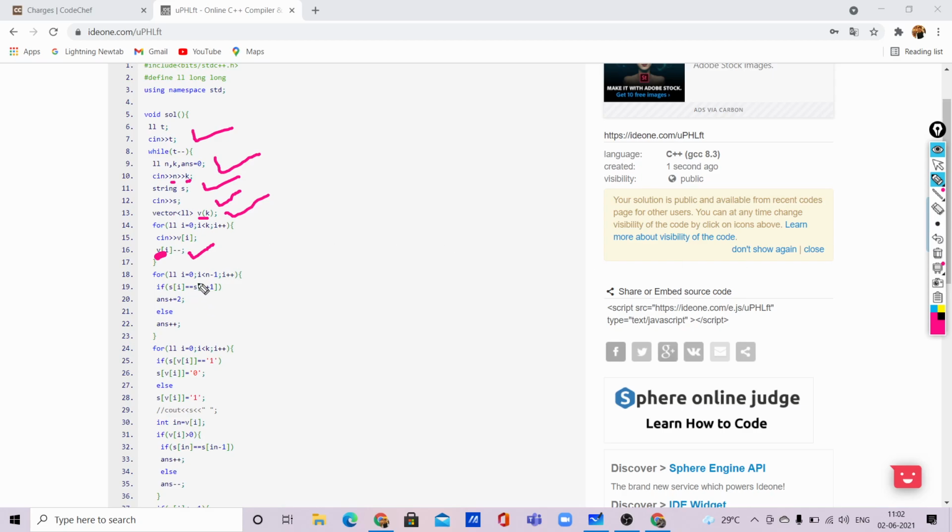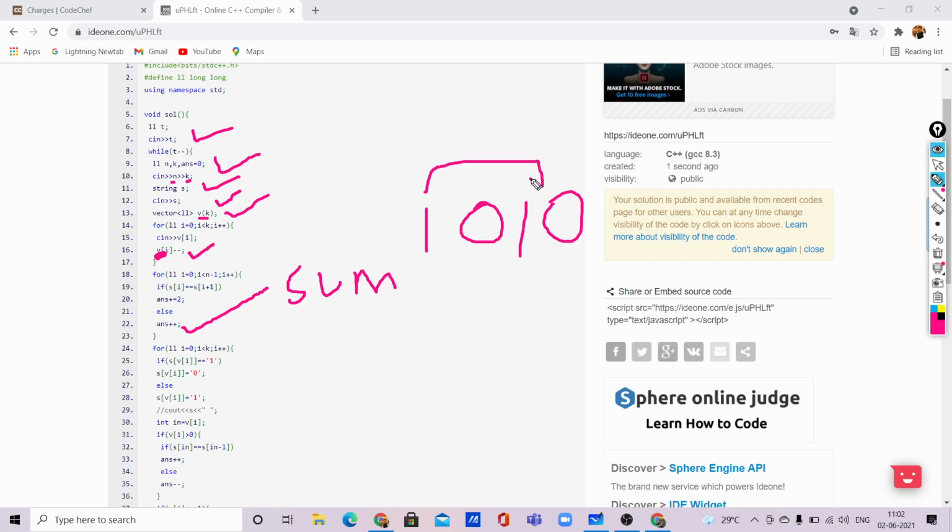Next, first we have to find the sum, in the sense the distance from first to last, for the initial given array. If 1010 is given, we first have to find how much sum we are going to get from the initial string. If adjacent characters are different, we add only 1. If they are the same, like 0 0 adjacent, then we increment by 2. So if it is same, I have incremented the answer by 2. If it is different, I have incremented the answer by only 1.